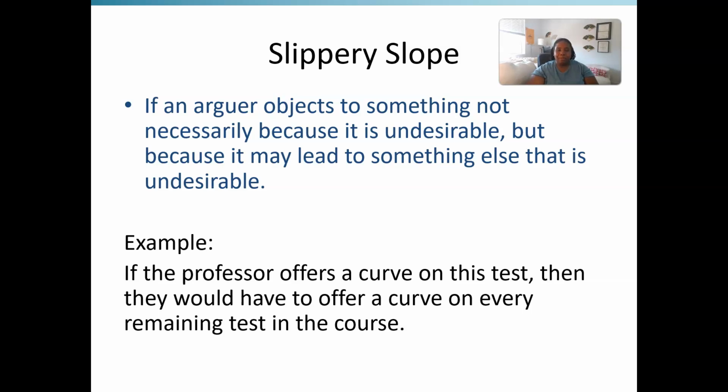And then there's also slippery slope. That's when an arguer objects to something not because it's undesirable itself, but because it can lead to something else that is undesirable. Like if you give a mouse a cookie, and all this stuff will happen. In order to test a slippery slope, you have to take out one of the actions. And if taking out one of the actions that's leading to that undesirable result breaks the chain, it's a slippery slope. So for example, if the professor offers a curve on the test, then they will have to offer a curve on every remaining test in the course. Well, excuse me.